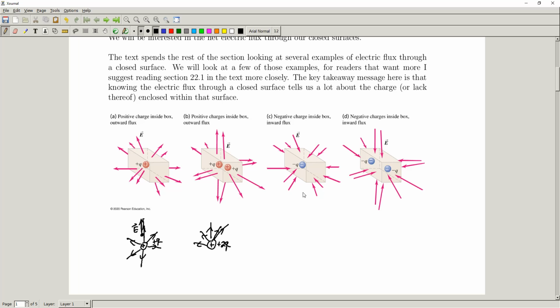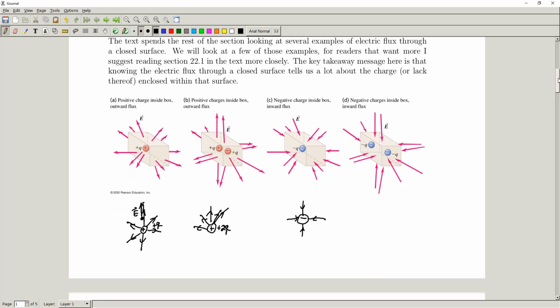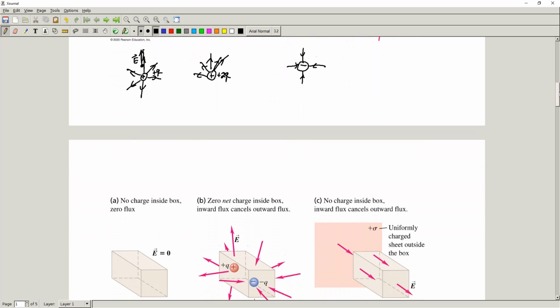What if instead we had a negative charge? Well, same idea again as our electric field lines. Now they just all point toward the negative charge, right? And so in this case, we have a net inward electric flux. We have a bunch of field lines pointing inward, cutting through the box, going inward, right? And again, if we double the amount of charge in the box, we have double the amount of flux going into the box. Okay, so those are a few ideas here.